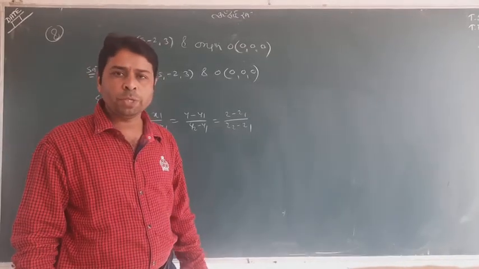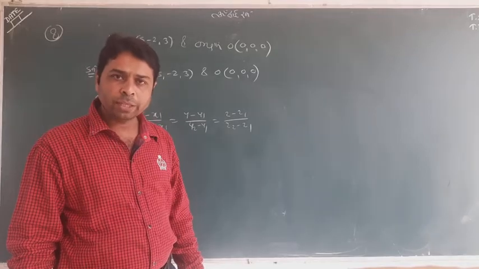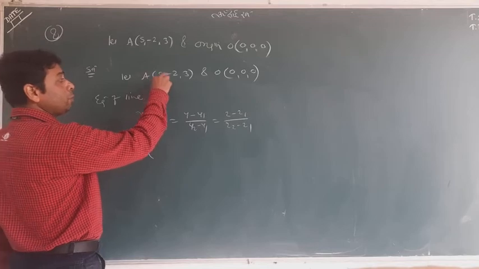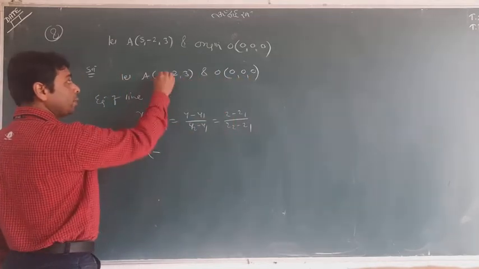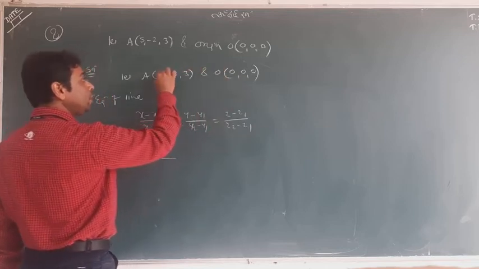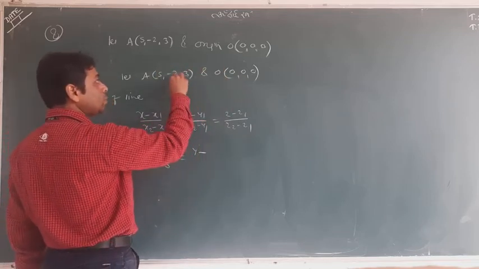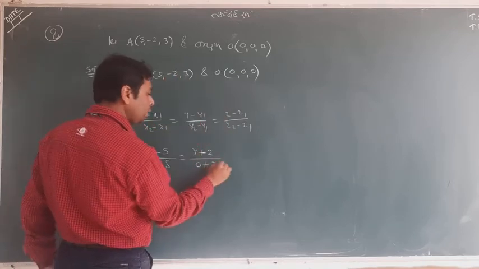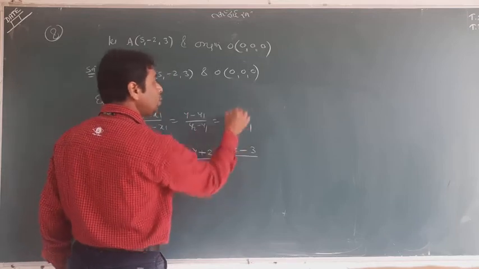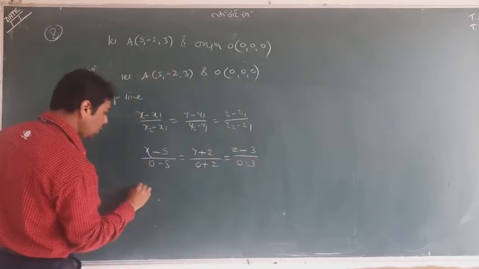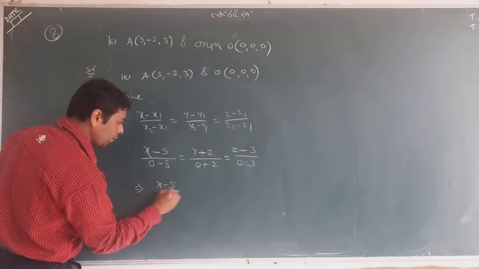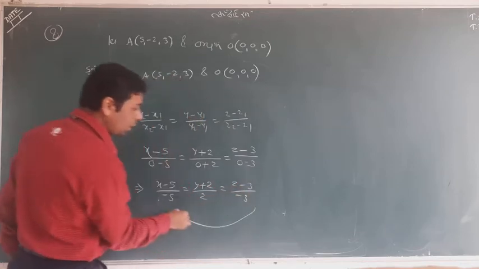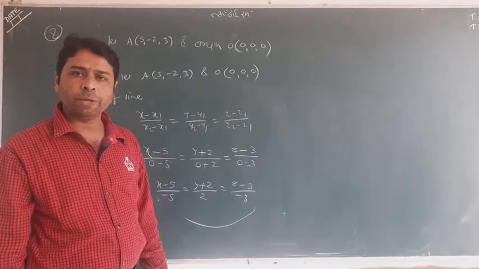You can see the previous videos to get the equation of a line when it passes through two points. With (x1, y1, z1) first and (x2, y2, z2) second, we go on: (x - x1)/(x2 - x1), then (y - y1) with y2 - y1 being 0 + 2, and (z - z1)/(z2 - z1). Finally, it becomes (x - 5)/(-5) = (y + 2)/2 = (z - 3)/(-3). This is the simple Cartesian form of the line we obtained.